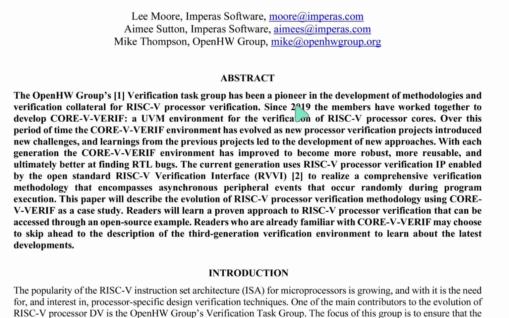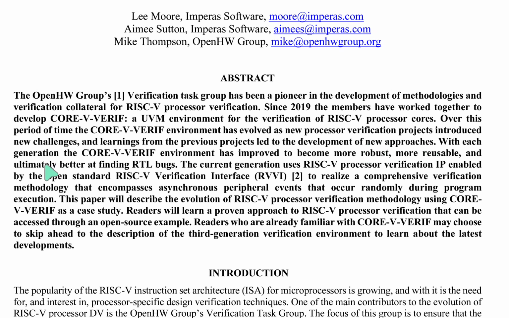Since 2019, the members have worked together to develop CORE-V-VERIF, a UVM environment for the verification of RISC-V processor cores. Over this period of time, the CORE-V-VERIF environment has evolved as each new processor verification project introduced new challenges, and learning from the previous project led to the development of new approaches.